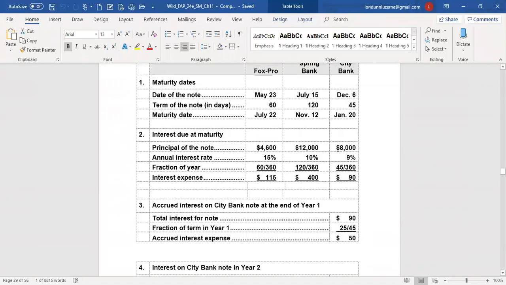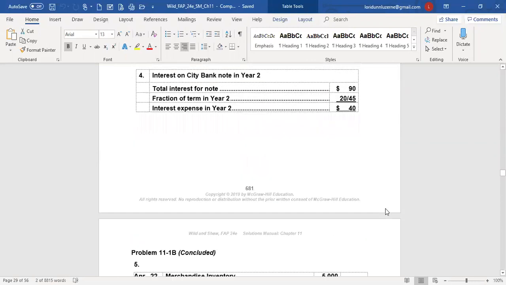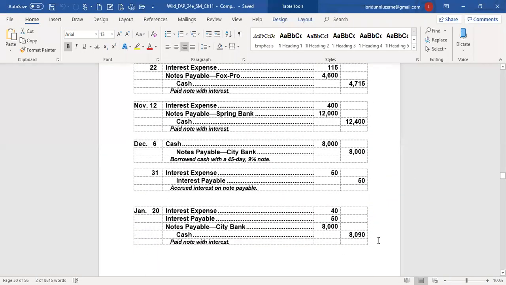Now on January 20th, when the loan is due, we're going to pay off a total of, sorry for scrolling back and forth, the principal plus the total interest on this loan of $90. So you see the credit there to cash of $8,090. We'll debit notes payable for the $8,000. We got to decrease that. We're paying it off. Now we're paying off the portion of the interest that we recognized last year as expense and showed as a liability. Decrease interest payable $50. And the interest that occurred on this loan from January 1 through January 20th is debited to interest expense, the other $40.